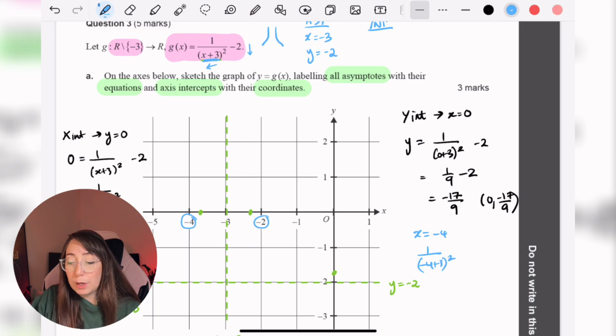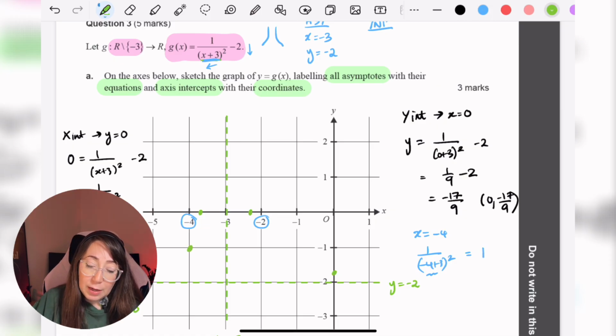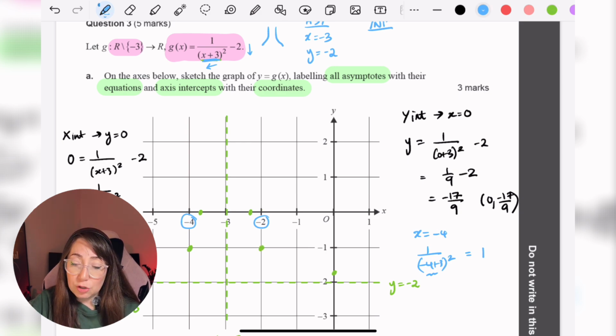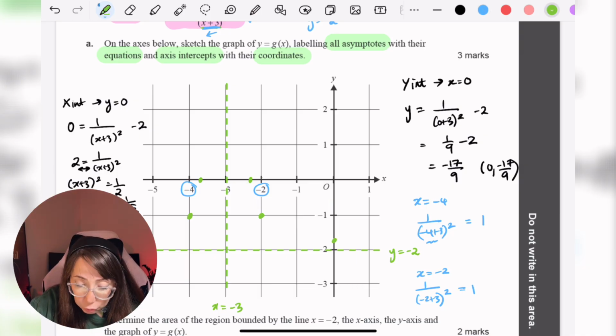This is what I mean by it works out nicely. I know that -4 plus 3 is just going to be -1, and -1 squared is 1. 1 divided by 1 is 1. So that point is going to be over here. Now, because this graph is symmetrical, I can assume the other point is going to be there, but let's just check in case. So that'll be x is equal to -2: 1 on (-2 plus 3) squared. That's going to be also 1. So there you go. All right, so now I've got a few points, and I can go ahead and draw my graph as best as I can.